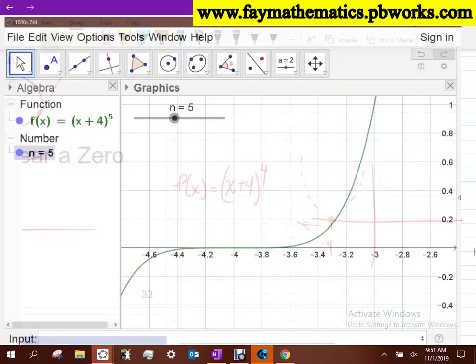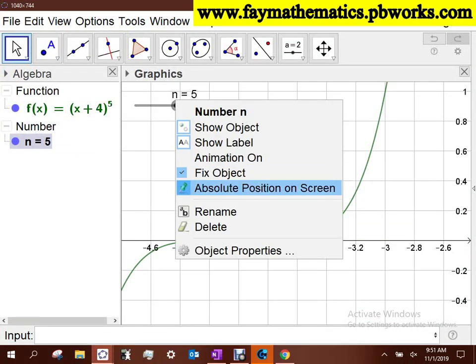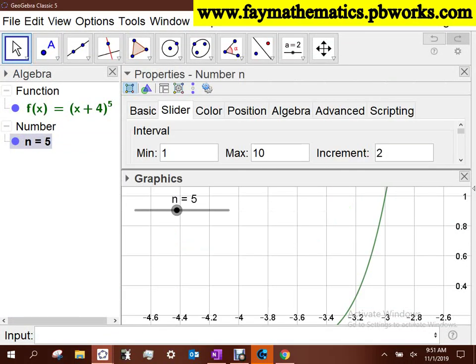When we have a function, start at 2 here.